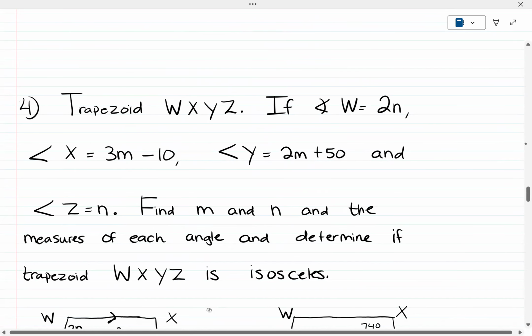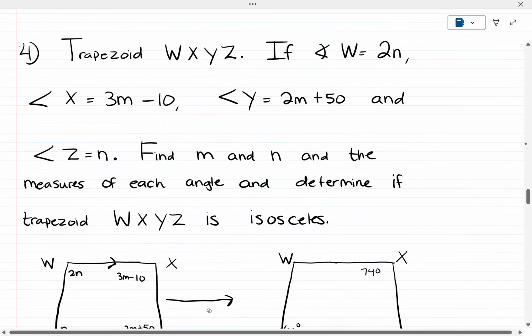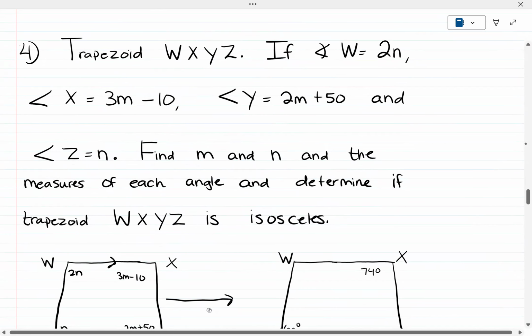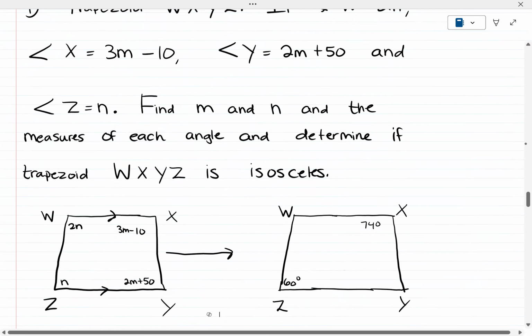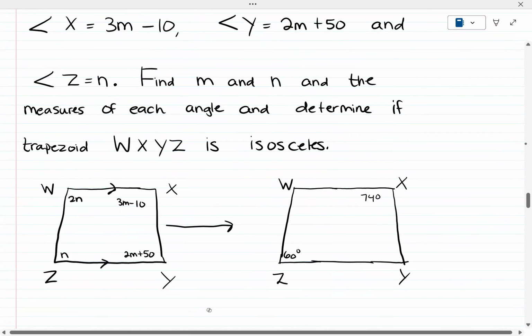So example 4 says trapezoid WXYZ. If angle W is 2n, angle X is 3n minus 10, angle Y is 2n plus 50, and angle Z is n, find m and n, the measure of each angle, and determine if the trapezoid is isosceles. Okay, so they give you this image. I kind of wrote it out.